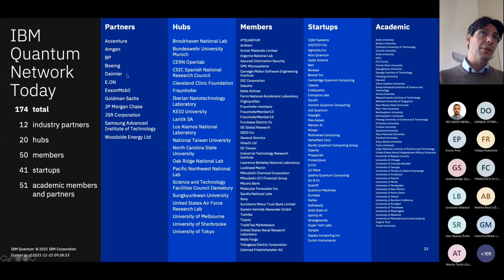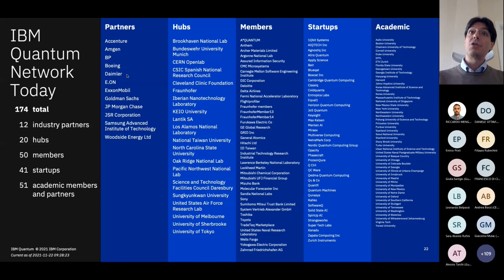We are working with Daimler in order to analyze the reactions going on inside batteries in order to build batteries with a higher autonomy for electric cars. And the rest, of course, I'm not going to go through all of them.